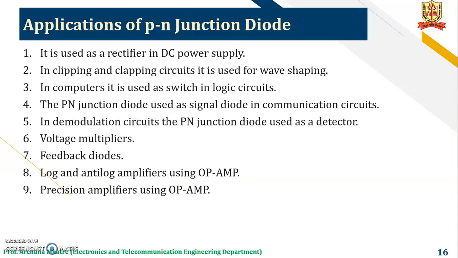Now, applications of PN junction diode. It is used as a rectifier in DC supply, and in clipping and clamping circuits. It is used for wave shaping. In computers, it is used as a switch in logic circuits. The PN junction diode is used as a signal diode in communication circuits. In demodulation circuits, the PN junction diode is used as a detector, voltage multiplier, feedback diode, log and anti-log amplifier using op-amp, and precision amplifier using op-amp.